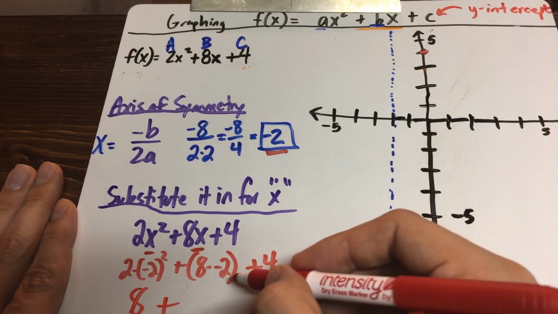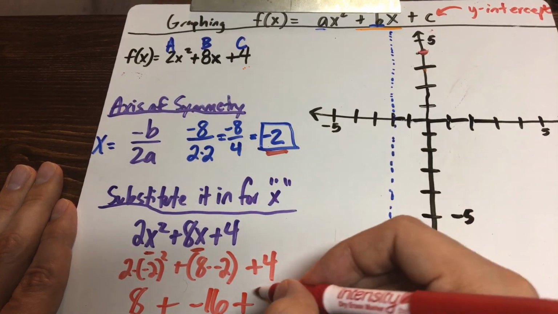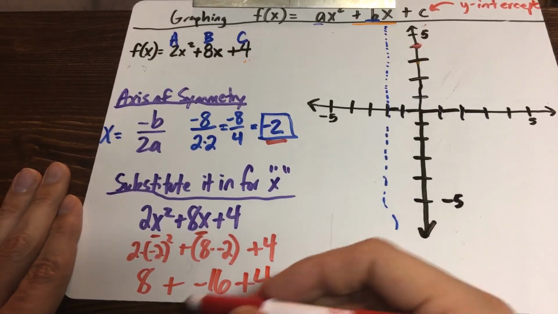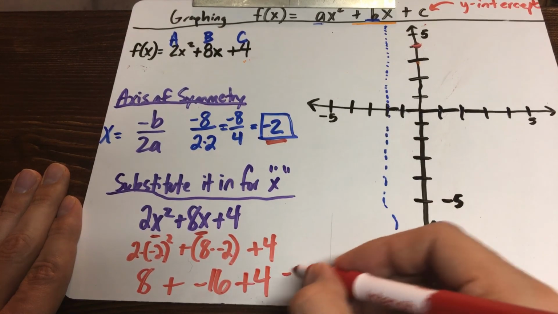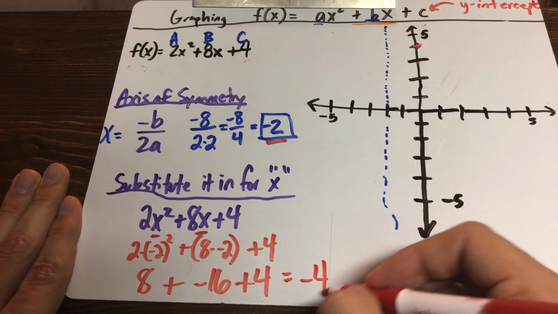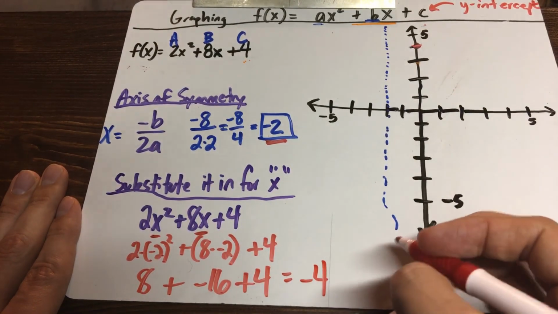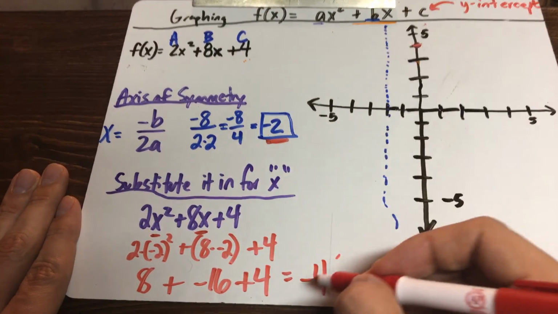Then we have 8 times negative 2. 8 times negative 2 is negative 16. And then plus 4. Okay, I can work that out. Let me move my board a little bit higher. 8 plus negative 16, that's negative 8. Negative 8 plus 4 is negative 4, right? And so what you did is you found the vertex. You just found, right here, negative 2, negative 4.